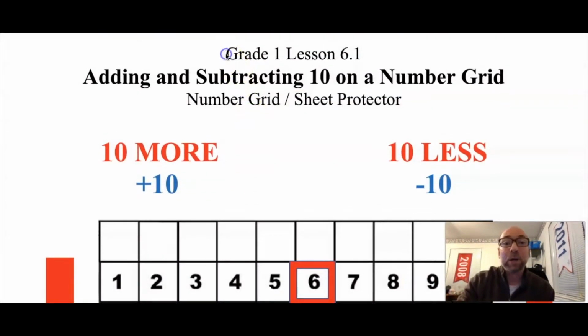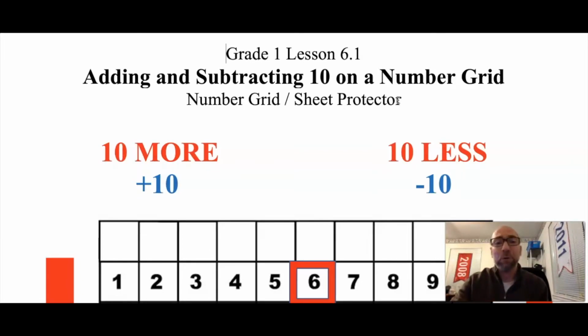Today, we are going to be doing Grade 1, Lesson 6.1, Adding and Subtracting 10 on a Number Grid. And you will need your number grid. Place it right inside your sheet protector. You can use a dry erase marker and write on it to get some practice in today.